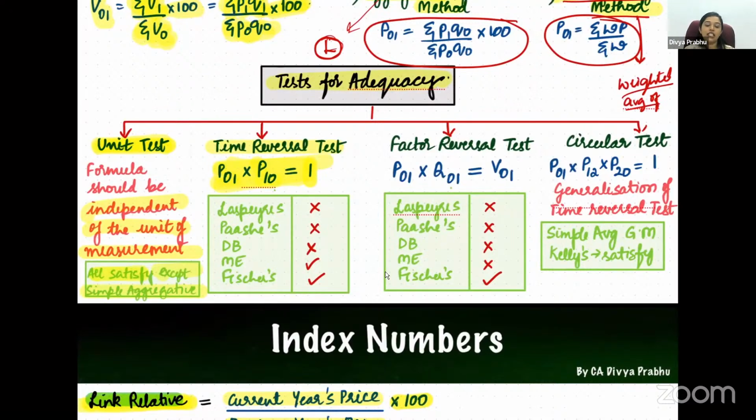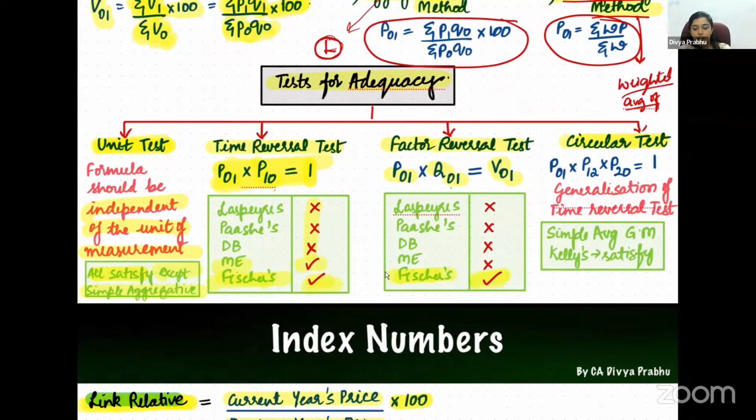Now, which are the formulas which will satisfy this test? Only Marshall-Edgeworth and Fisher's. These are the only two which will satisfy. Laspeyres, Paasche, Drobisch and Bowley will not satisfy this test. Got it? Next, factor reversal test. The factor reversal test says P01 into Q01 should be equal to V01. Only Fisher is going to satisfy this factor reversal test, because Fisher satisfies time reversal, and Fisher satisfies factor reversal. That is the very reason Fisher's index number is known as the ideal index number: even though the other formulas don't satisfy, Fisher's formula will satisfy both time reversal test as well as factor reversal test.